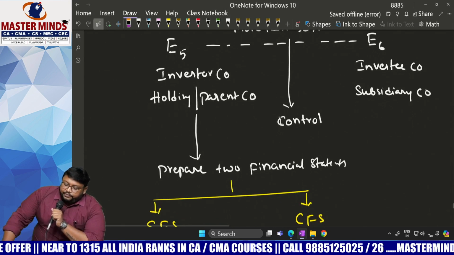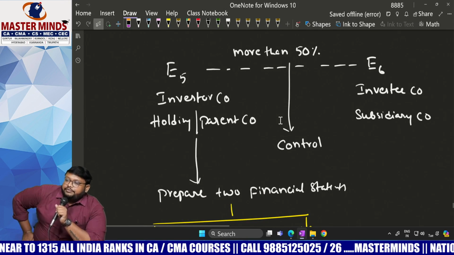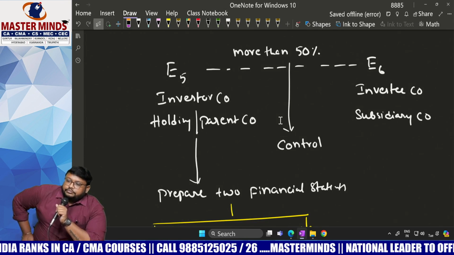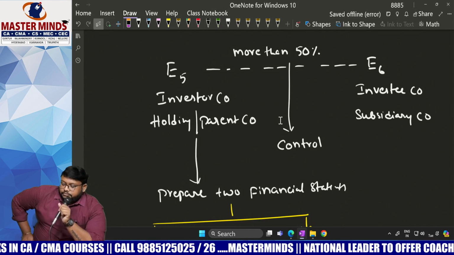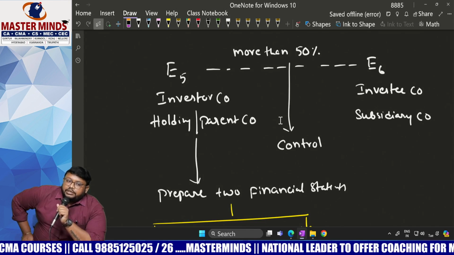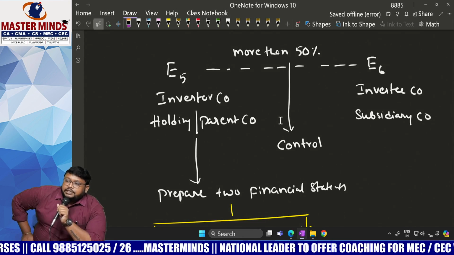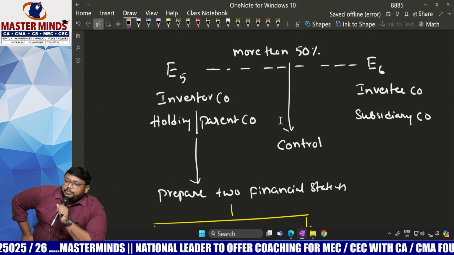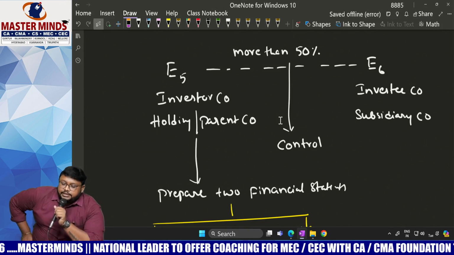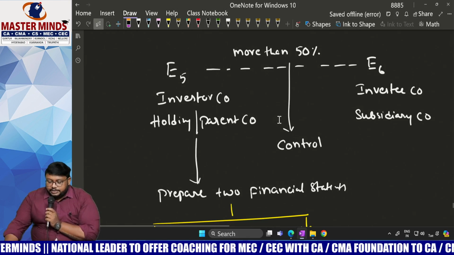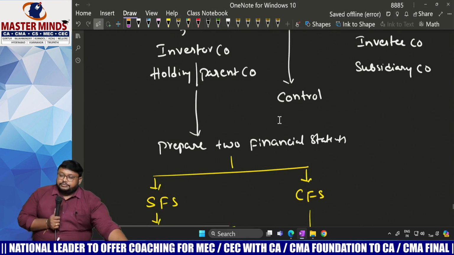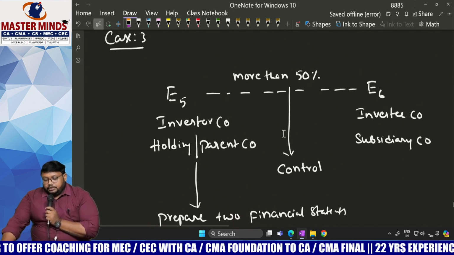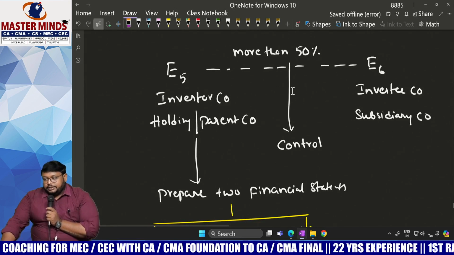In such a condition, E5 has to prepare two financial statements: one is the separate financial statement, another one is the consolidated financial statement. More than 50% means sometimes 100%, sometimes 90%, 80%, 60% or whatever. When you hold more than 50% of stakes, you have to prepare separate financial statements and consolidated financial statements. The major aspect is control. We are attaining control in this case.